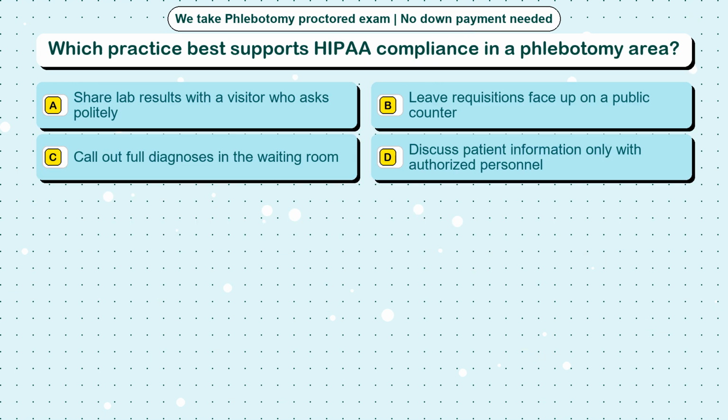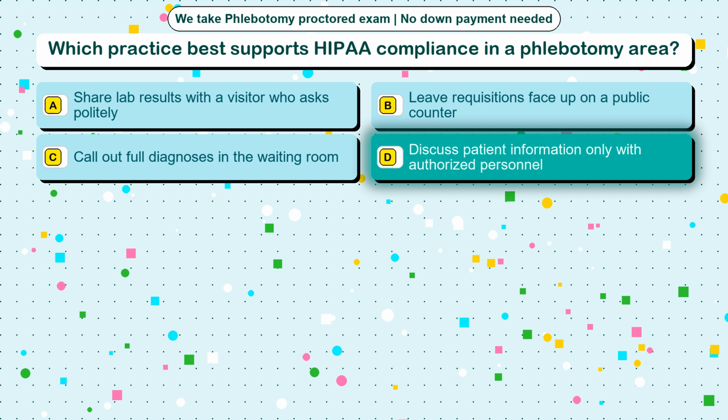Question 83. Which practice best supports HIPAA compliance in a phlebotomy area? Option A, share lab results with a visitor who asks politely. Option B, leave requisitions face up on a public counter. Option C, call out full diagnoses in the waiting room. Option D, discuss patient information only with authorized personnel.